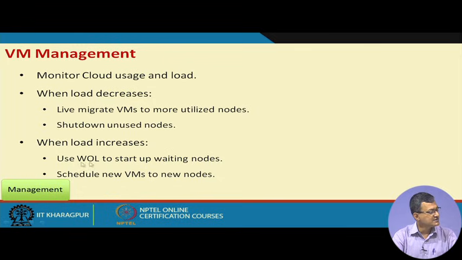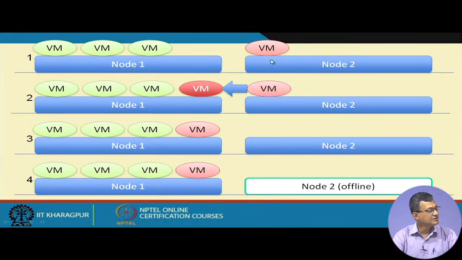So, when load increases, we can have some sort of wake up call, like wake on LAN, to start the waiting node. When the load increases, I give a wake up call to the nodes which are sleeping, to wake up, and schedule new VMs to the new node. So, there are technologies available, and if used effectively we can have an energy efficient system. For example, the VM is migrated to node 2 and put into service, then when node 2 becomes idle, it is made to hibernate or go offline, right.